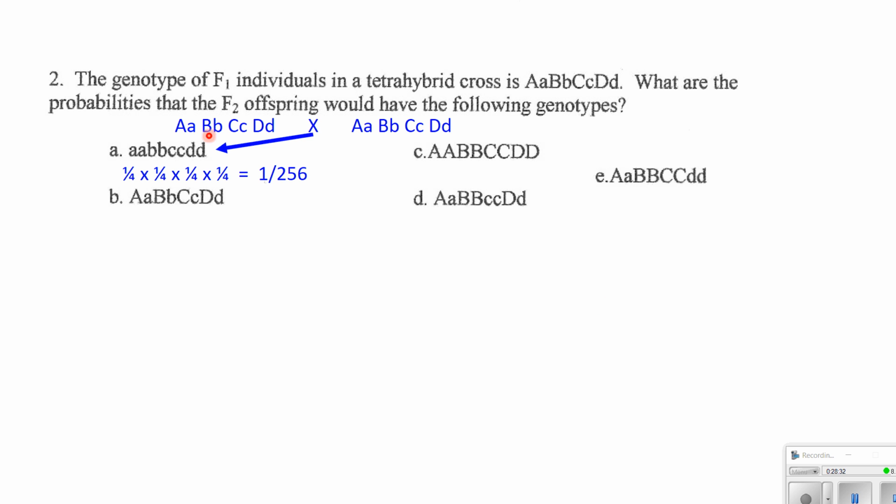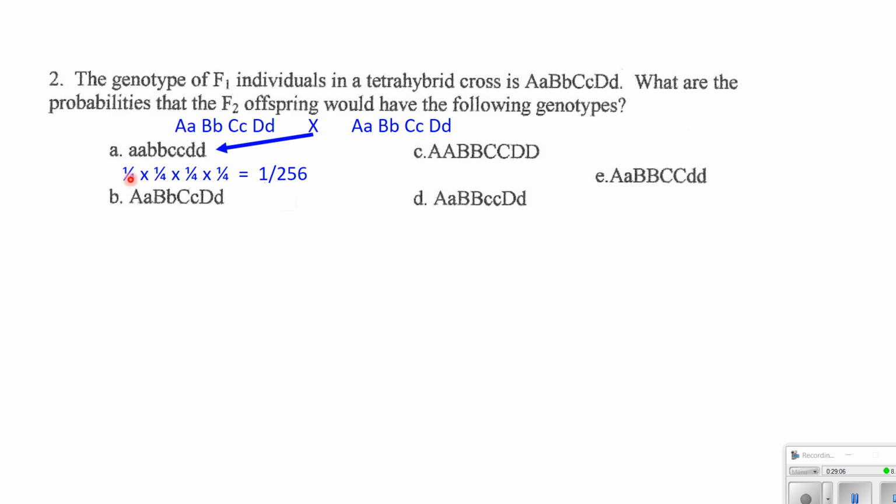Okay, let's try another one. So here are my two parents. They're both heterozygous for 4 traits this time. We got A, B, C, D, 4 traits. And with these two parents, we want to know what is the probability that they would produce an offspring that is little a, little b, little c, little d. And it's 1/4 times 1/4 times 1/4 times 1/4. So it's a big number, 1 out of 256. That's a very, very low probability.